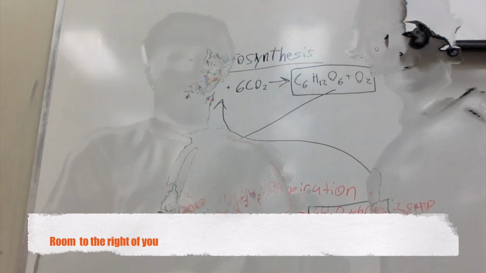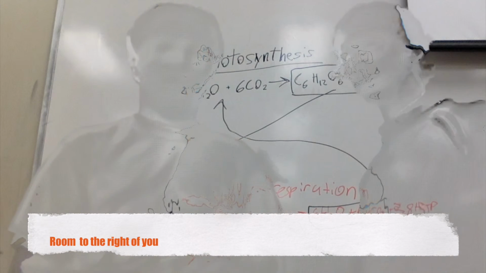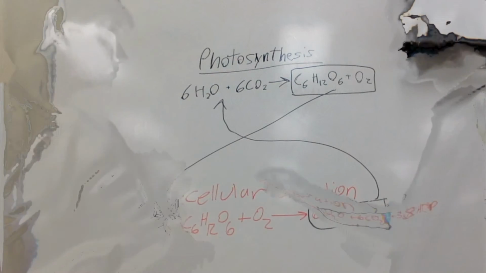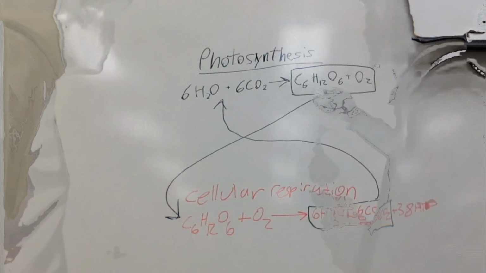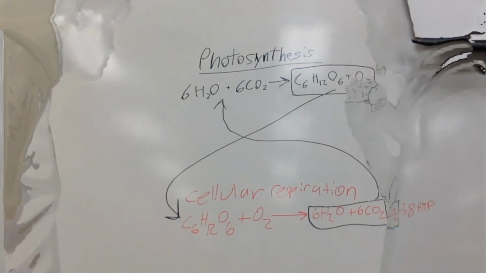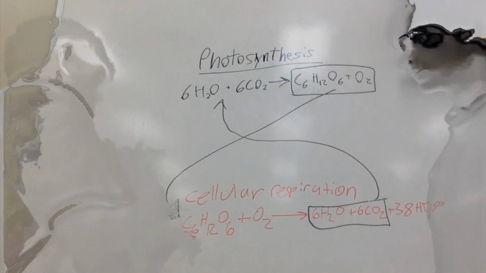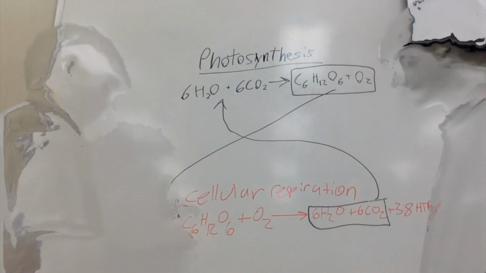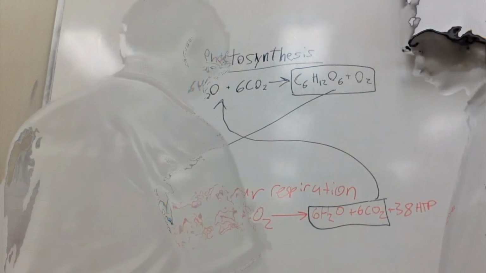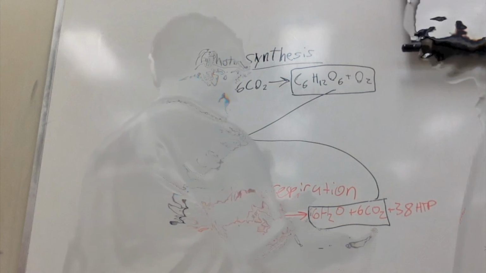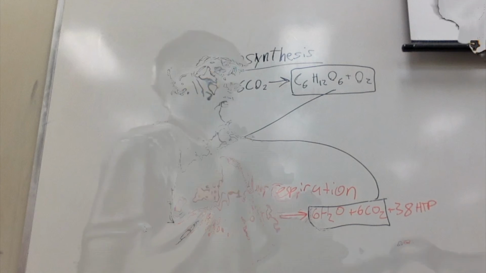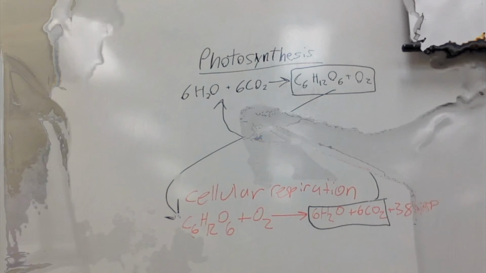Alright, this is an overview of photosynthesis and cellular respiration. First off, these are the raw materials. 6 water and 6 carbon dioxide make glucose and 6 oxygen. And then in cellular respiration, the glucose molecule and the oxygen yield 6 H2O, 6 carbon dioxide, and 38 ATP. And these go back to start the process over again.